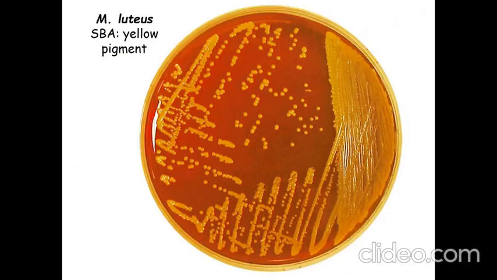Micrococcus luteus will also produce a yellow pigment on the SBA. They'll be catalase positive, and so doing a gram stain and making note of the colony pigment is important in differentiating it from another staph species.